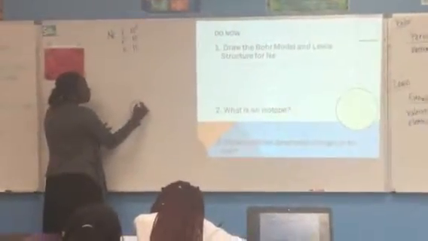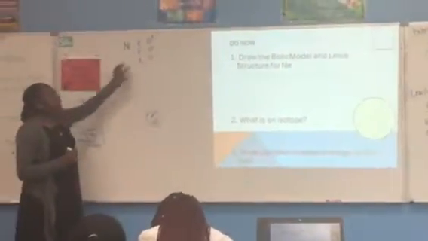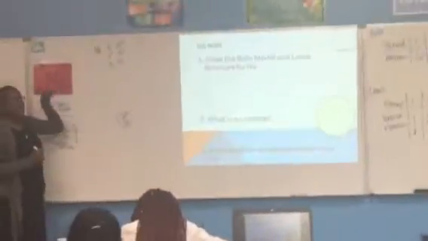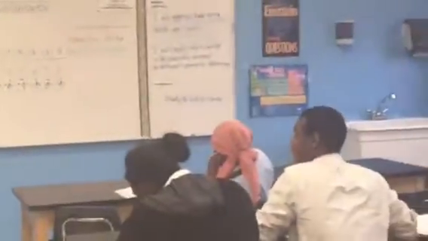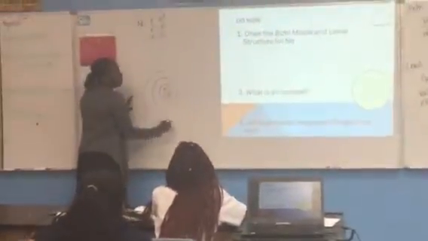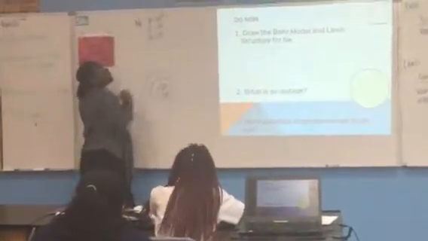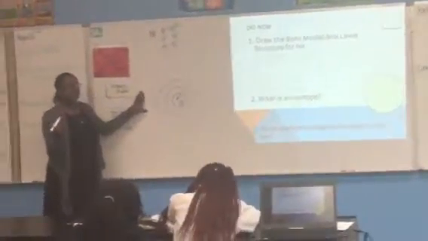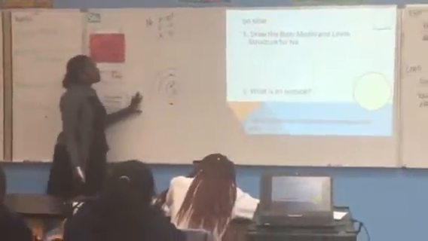So I have my protons and my neutrons in my nucleus. Now, what period is neon in that's going to tell me how many energy levels I have? Second period. So it has 2 energy levels. Since I already took care of my protons and my neutrons, I'm now working with the electrons. How many go into the first energy level? 2. How many go into my second energy level? 8.